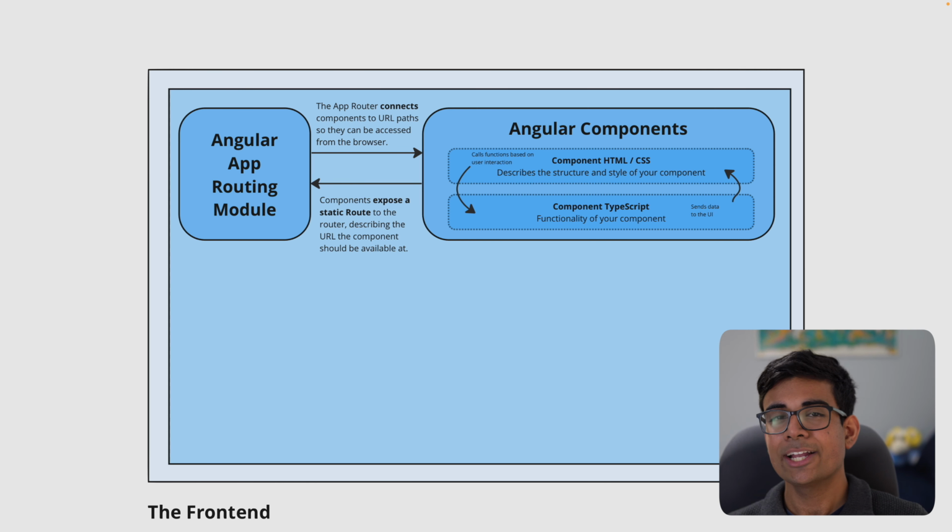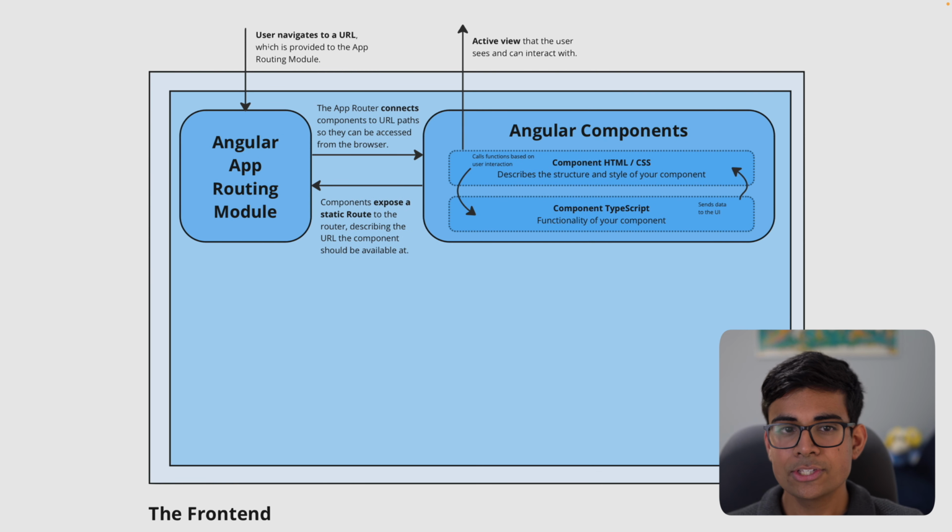And then the last thing missing in this diagram is the user itself, right? The user provides a URL whenever they navigate to a URL, and that is provided to the app routing module. Then, given the URL provided by the user, we can display the correct component. Ultimately, the component is then the active view that the user sees and can interact with.